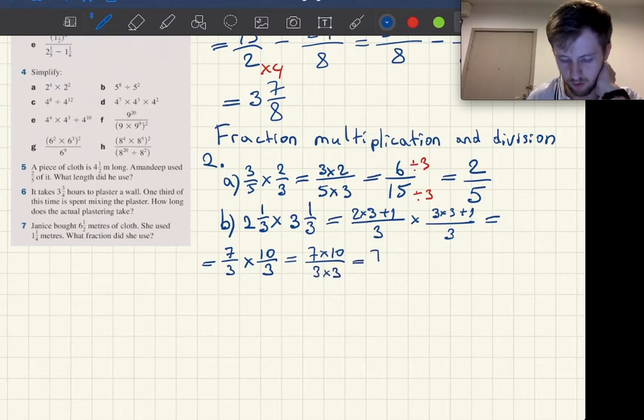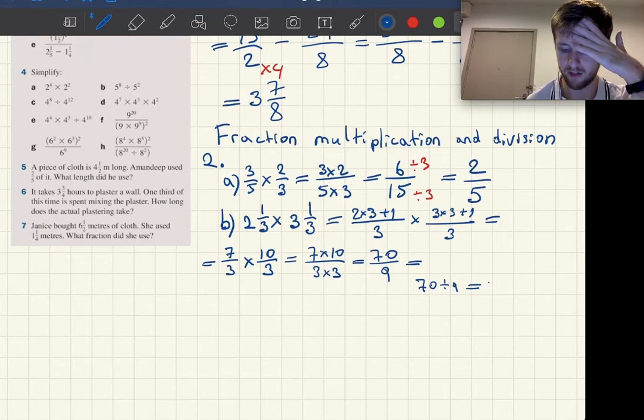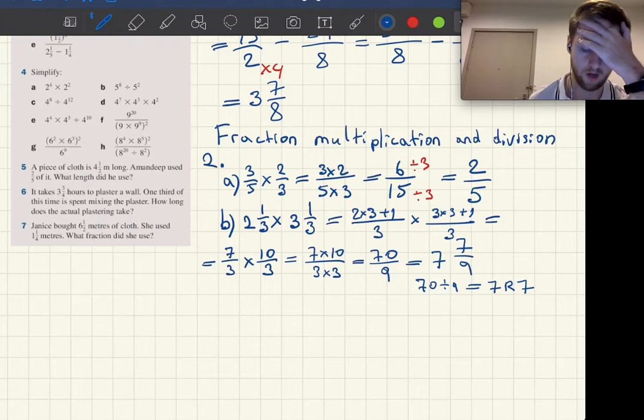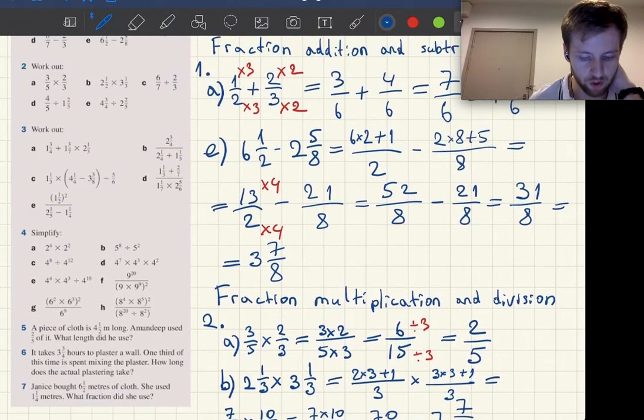And the result is 70 over 9, which can be written as a mixed number. So you divide 70 by 9. It's like 63 divided by 9, which is 7, with a remainder of 7. So our answer is 7 and 7 over 9. This is the answer to B. Okay, let's do C as well. Oh no, wait. I think I'm going to go straight to E.